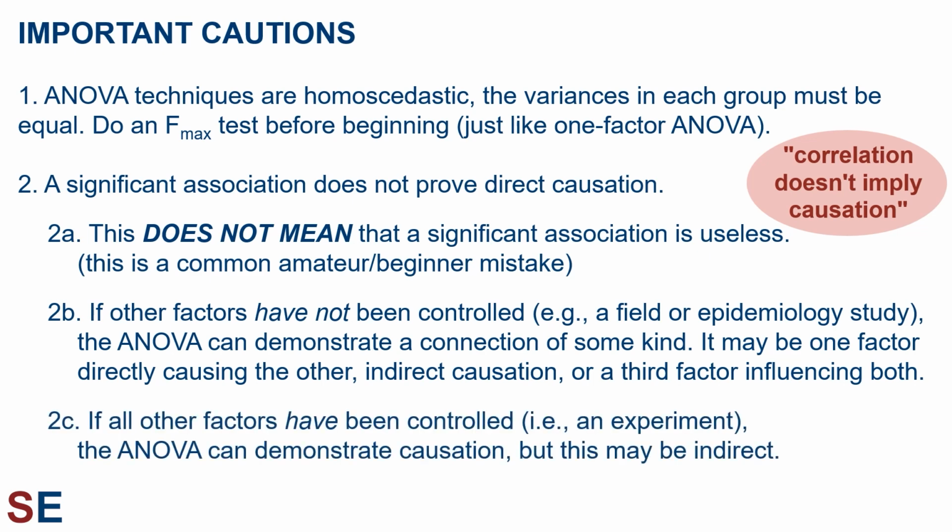On the other hand, if all other factors have been controlled, for example in a highly controlled experiment which changes just those two factors while keeping everything else the same, then the ANOVA can demonstrate causation. This may still be indirect. There may be some intermediate steps between the factor and the measured value, but the factor is ultimately responsible for influencing the measured value. They're not just associated statistically because they're both responding to something else.